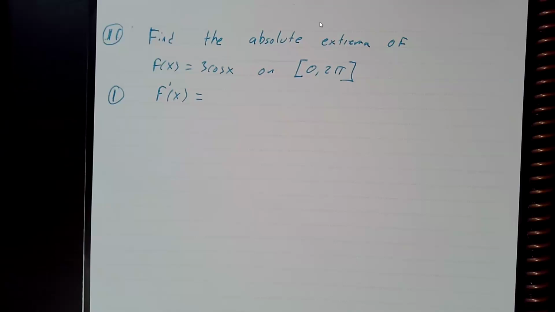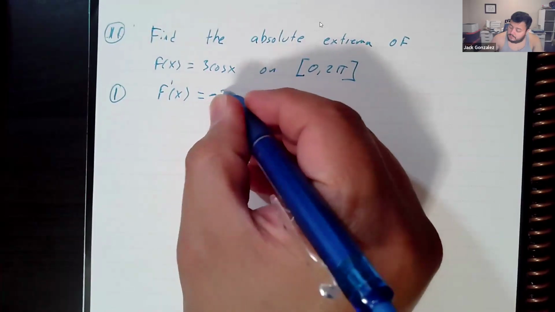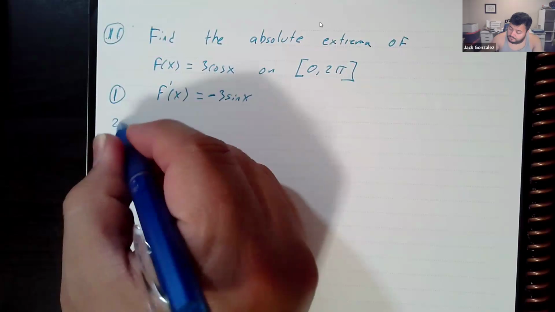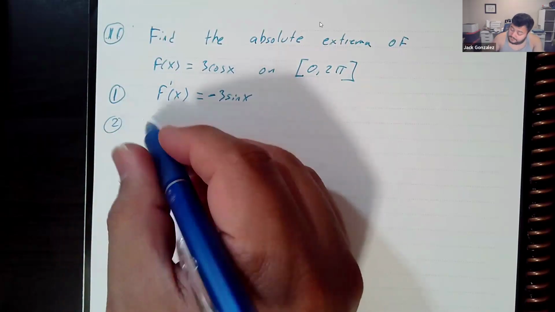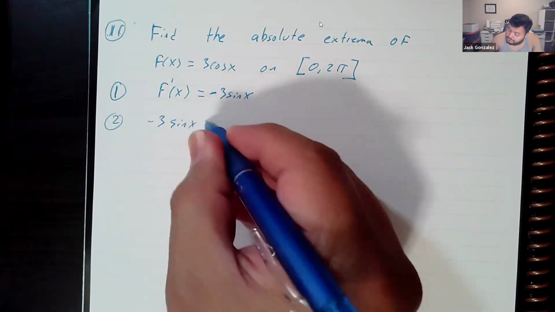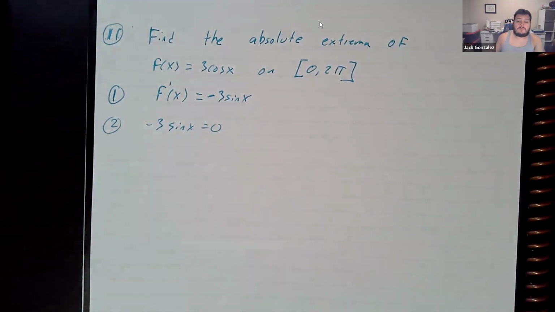-3 sine x. Yeah, -3 sine x. So there's step one. Step two, set this guy to 0, right? When is sine equal to 0? Y'all remember your unit circle?